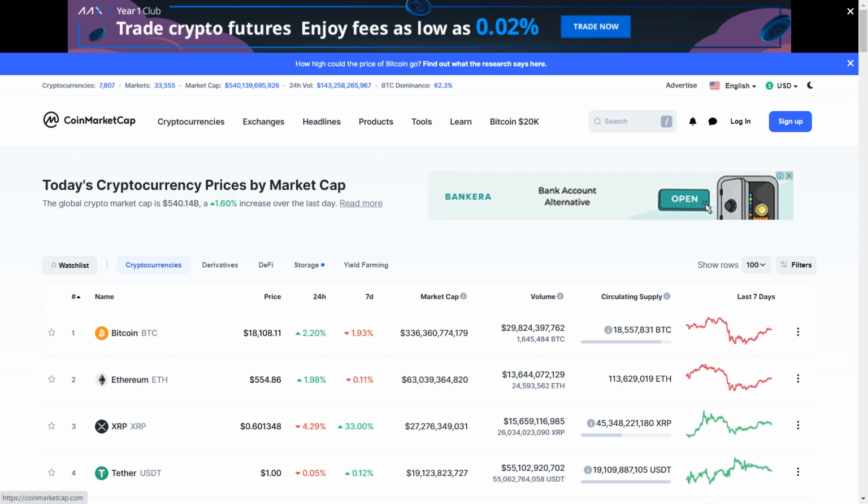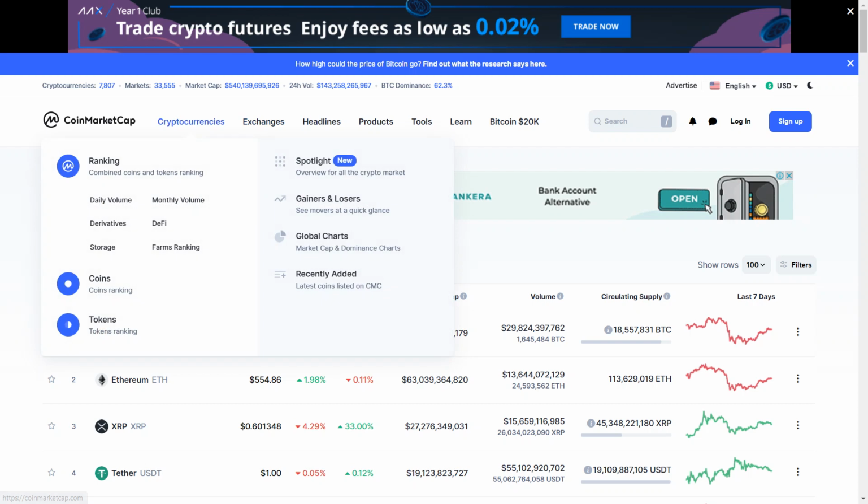Let's start traveling. At the top of the website you can find some useful tools for analyzing. Let me show you. Here you can find the ranking, daily volume, derivatives, monthly volume, DeFi, forms of ranking, coins, and tokens. In the right corner you can find the spotlight, gainers and losers, global charts, and recently added new coins. I recommend that you use these tools.